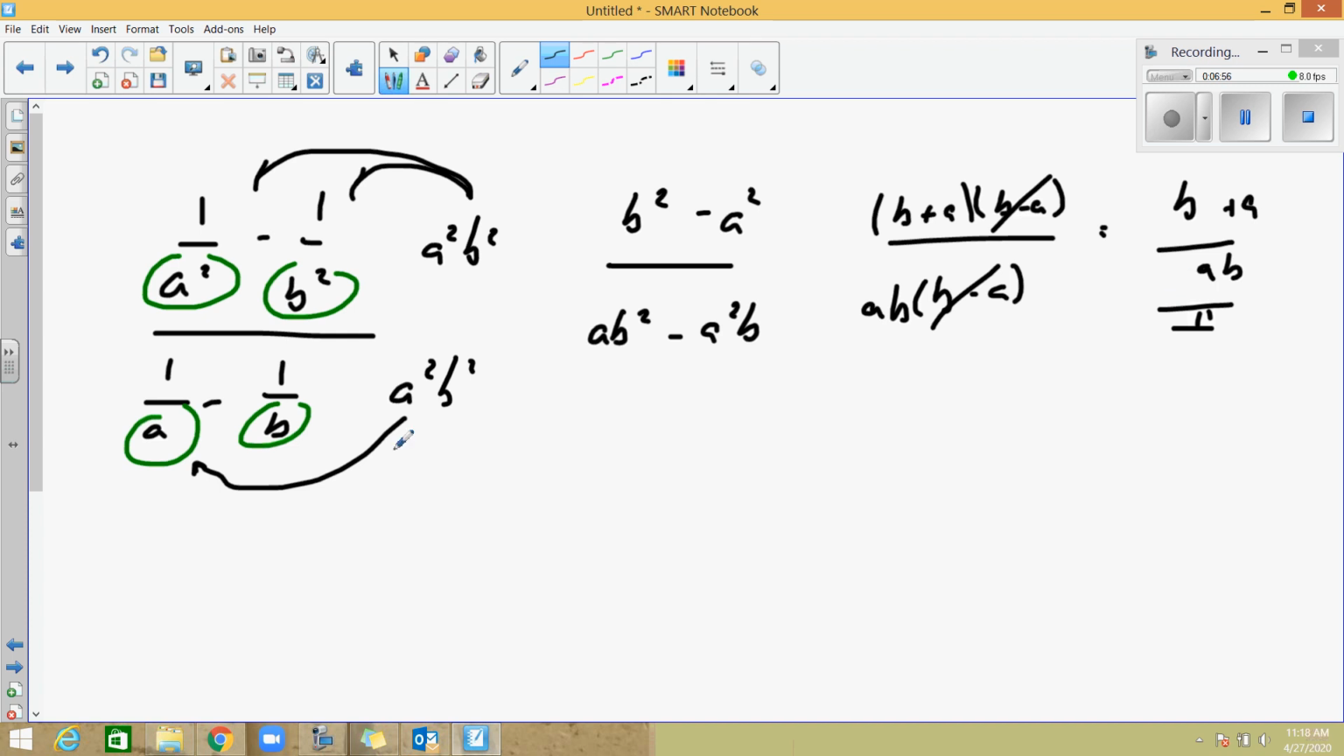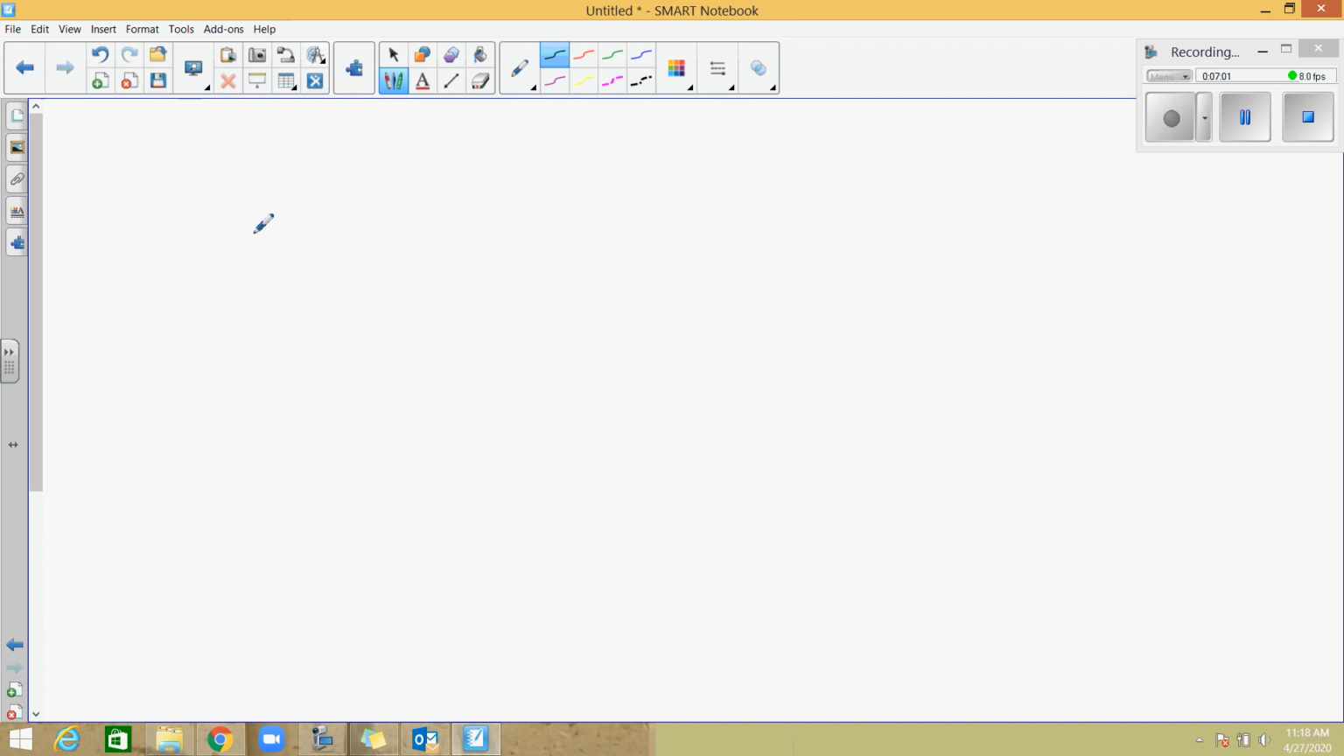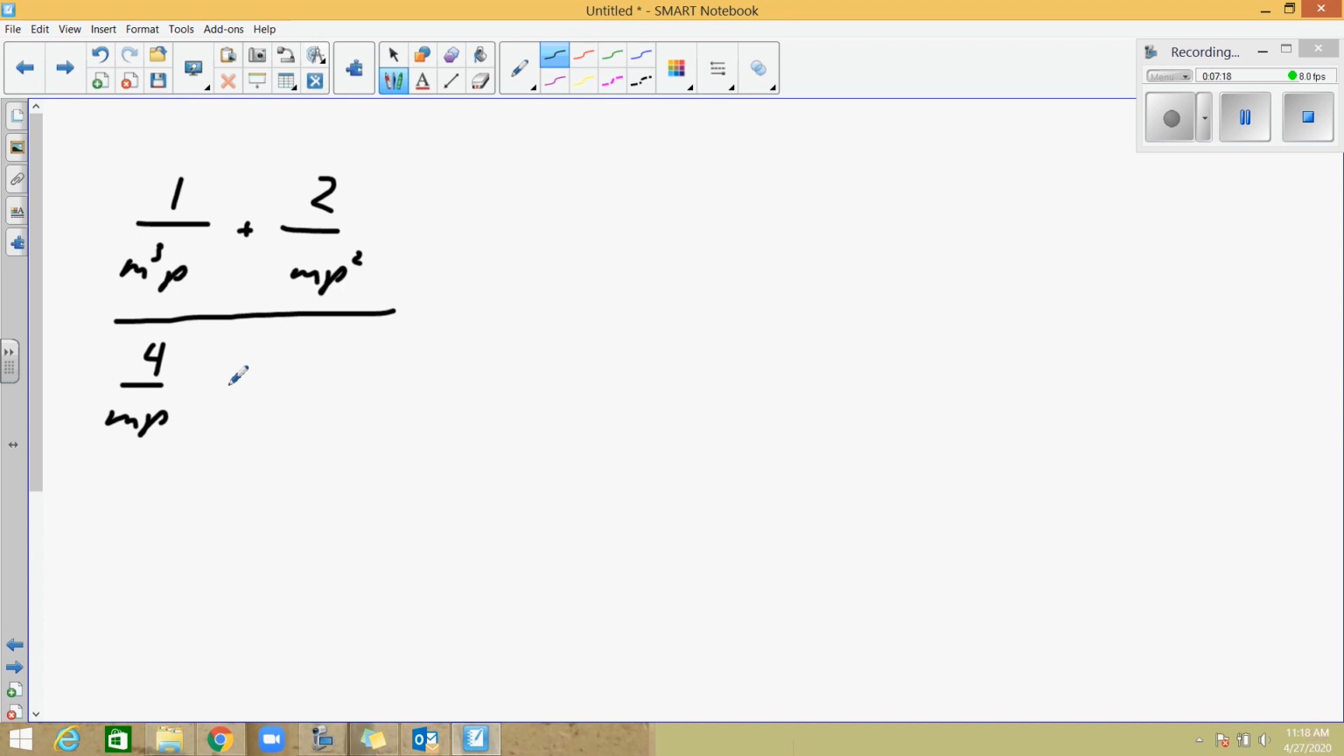A couple more problems to run through real quick. Make it a little bit more taxing to look at. Not harder necessarily. Plus 2 over mp squared, all over 4 over mp plus 1 over m squared p.